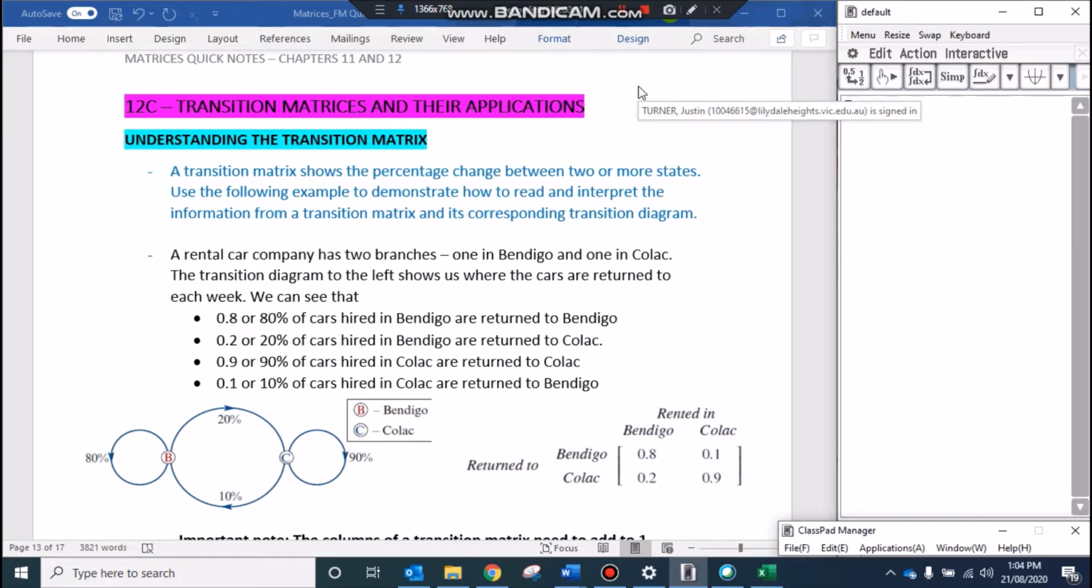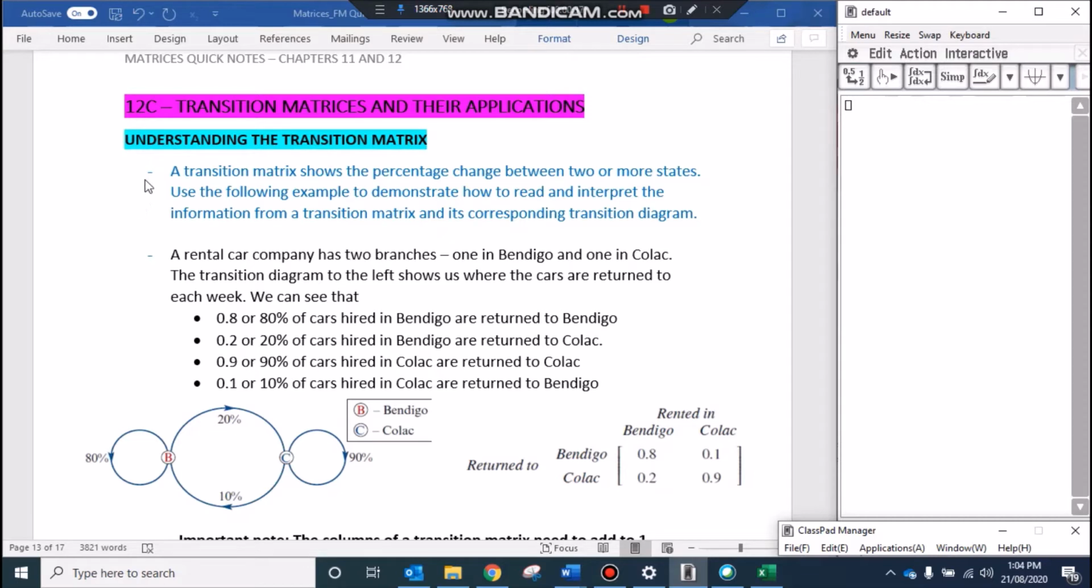Chapter 12c, we're talking about transition matrices and their applications. Now, if we look at this transition matrix down here, you'll notice it does look very similar to a network diagram, and essentially it is. The main difference is that they have percentages, and the corresponding transition matrix turns those percentages into decimals. Now, that's very important. In a transition matrix, they need to be represented as decimals, not percentages.